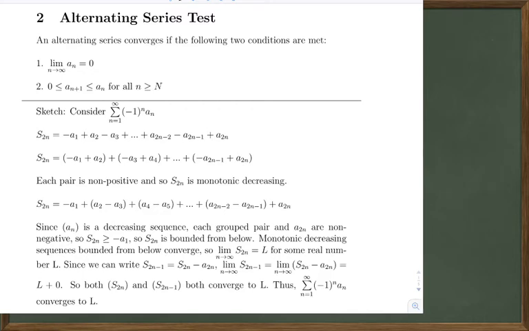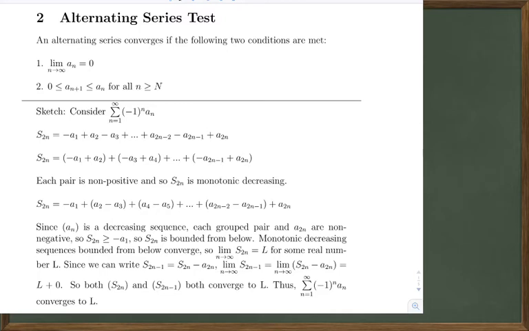An alternating series converges if the following two conditions are met. The first is the limit as n goes to infinity of a_n is equal to 0. And the second is 0 is less than or equal to a_(n+1), which is less than or equal to a_n, for all n greater than some natural number N. And essentially that's just saying the sequence is decreasing. It doesn't have to decrease right away, but eventually it needs to be decreasing.